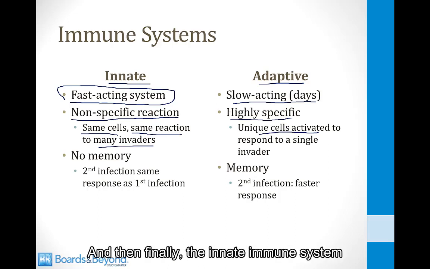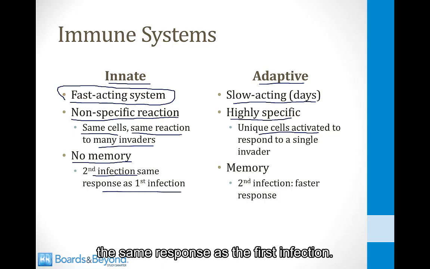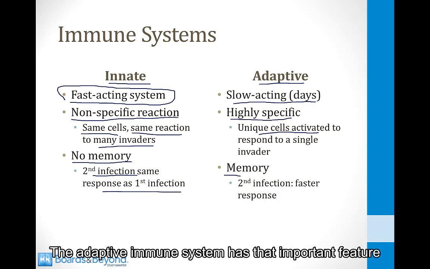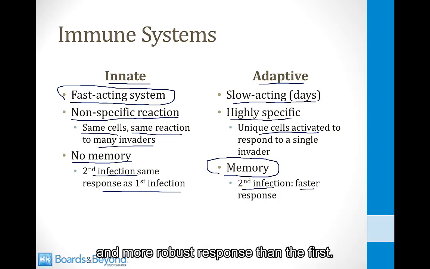And then finally, the innate immune system has no memory, so a second infection elicits the same response as the first infection. The adaptive immune system has that important feature called memory, where the second infection elicits a faster and more robust response than the first.